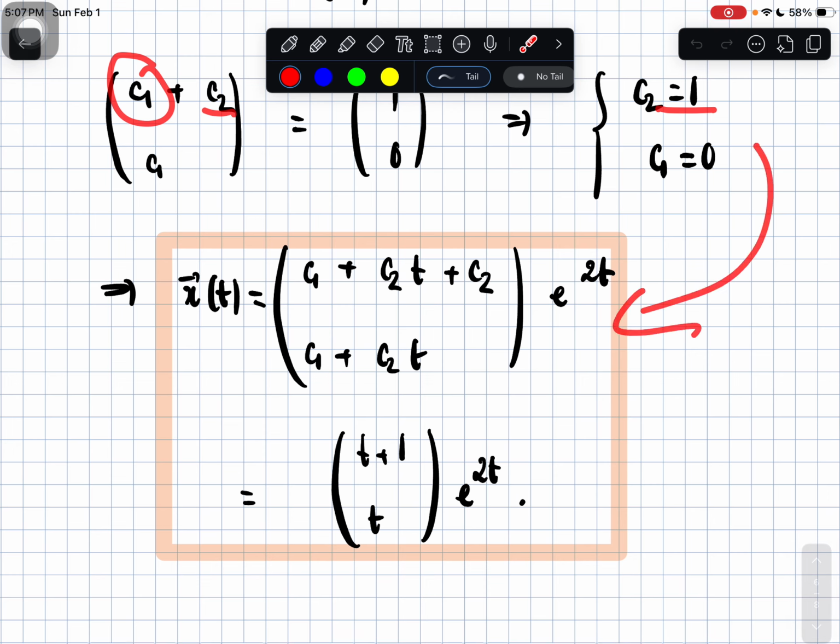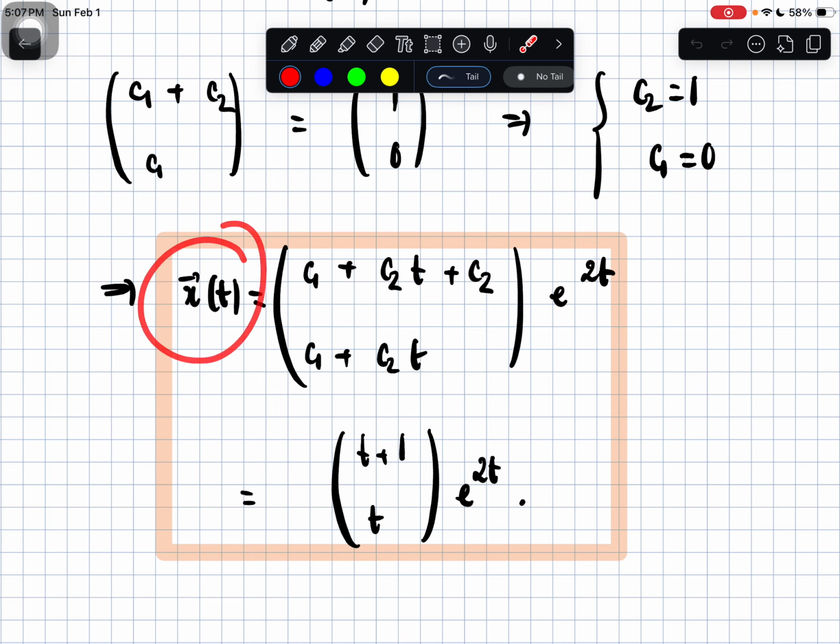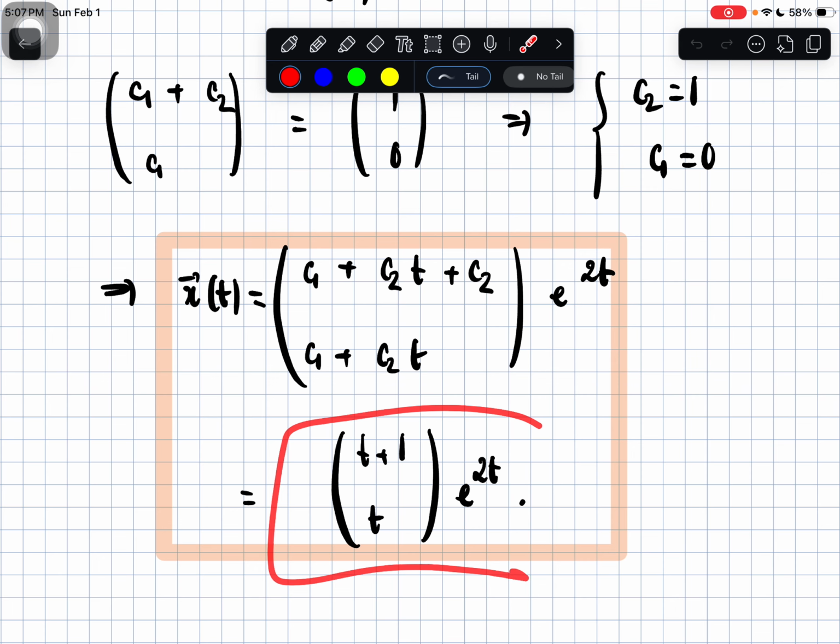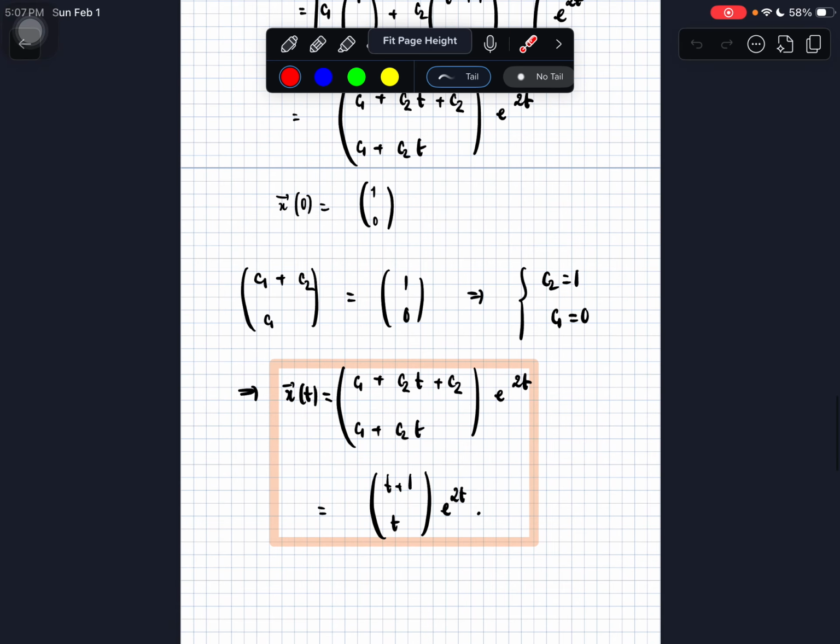Replace that into the general solution, and you have the solution for this particular example. So x(t) equals this. This is the solution of the initial value problem we had at the beginning.